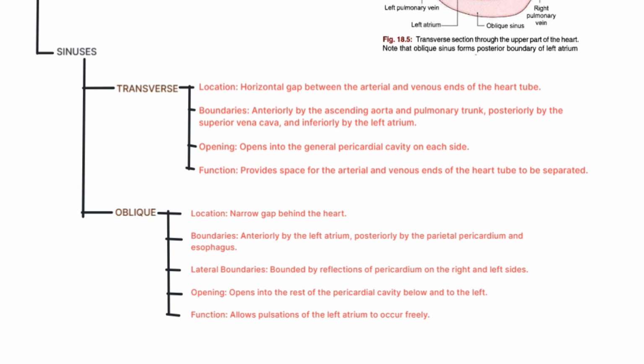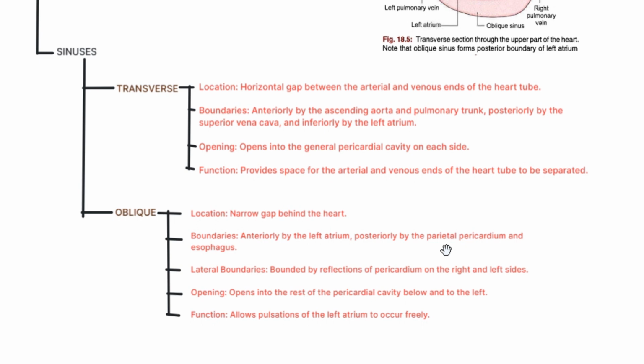So these are the boundaries. Function: the transverse sinus provides space for the arterial end and venous end of the heart tube to be separated. Next one we have is the oblique sinus. The oblique sinus is the narrow gap behind the heart. It is bounded anteriorly by the left atrium and posteriorly by parietal pericardium and esophagus.